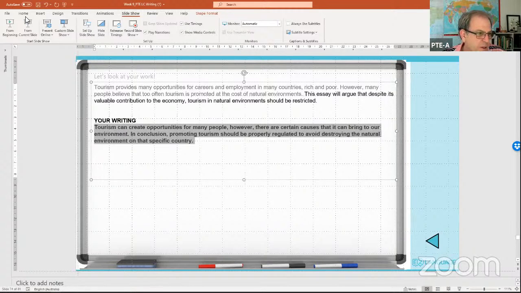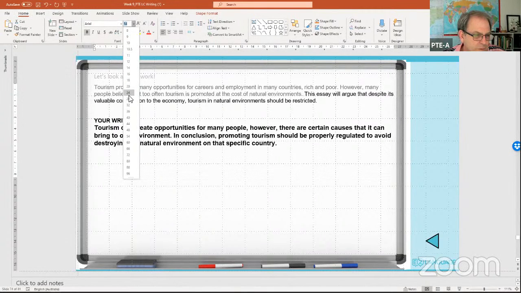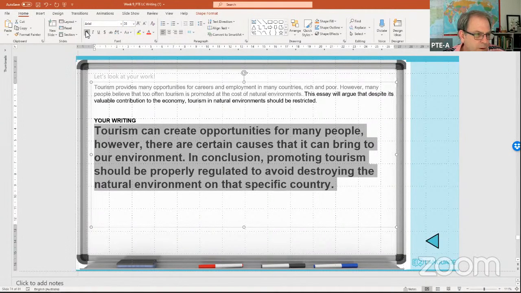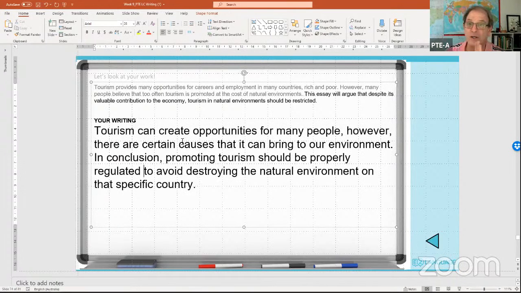But I'll just increase the font. Yes, Aladdin can't. I don't know why Aladdin can't. Why can't Aladdin see what Dulcie wrote? Okay. This is the conclusion. Tourism can create opportunities for many people, body paragraph 1. However, there are certain causes that it can bring to our environment, body paragraph 2. In conclusion, promoting tourism should be properly regulated to avoid destroying the natural environment on that specific country.